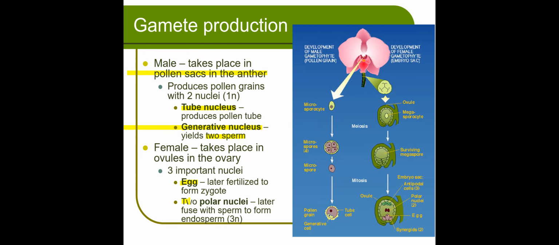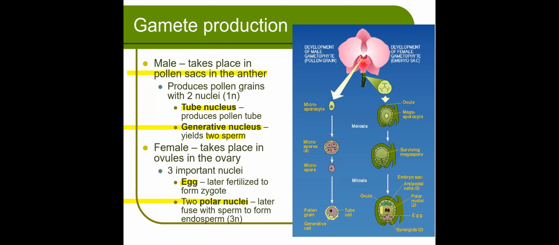And then we have these other 2 nuclei called polar nuclei, and they are going to be the ones that fuse with the other sperm. So remember, up here in our pollen grain, we have 2 sperm. One is going to fuse with the egg. That will become the zygote, or essentially the baby plant.